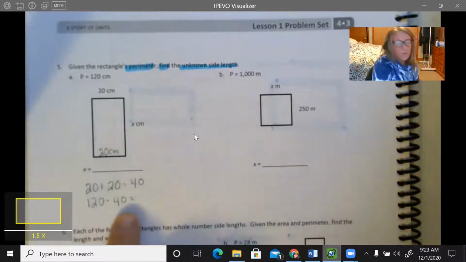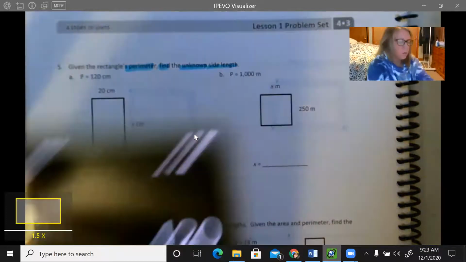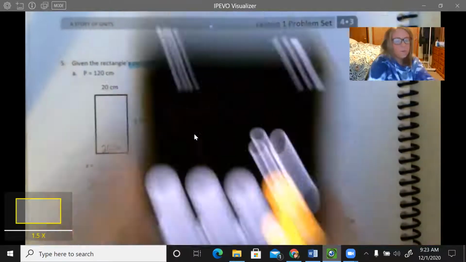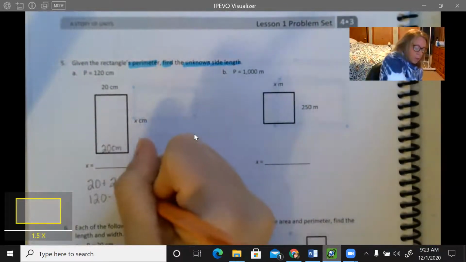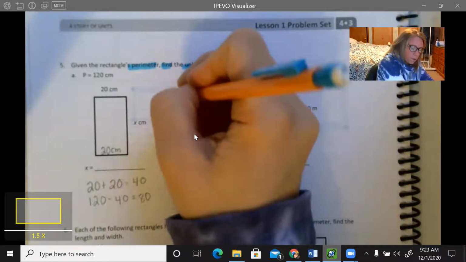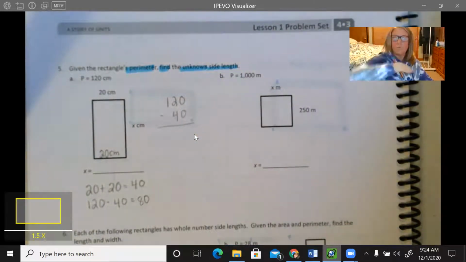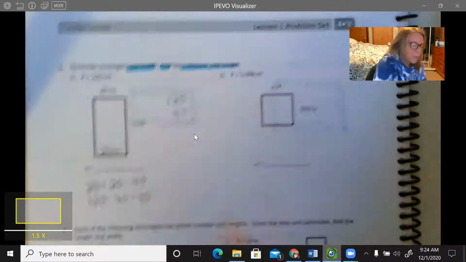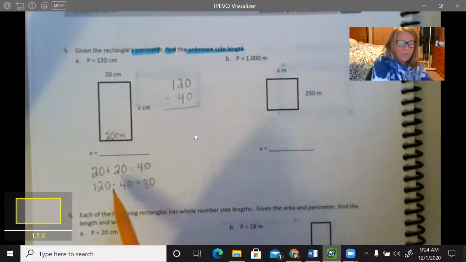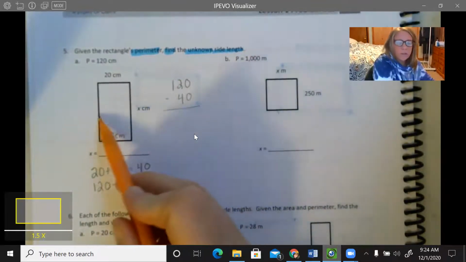But remember, if you cannot do this mentally, you can type it in your calculator. I'll double check my work. 120 minus 40 equals 80. Or remember, when you have big numbers like this, you have some space here. Line your place values up and write it going vertically, because you see you will need to do some trading. Okay, so I know that this gives me 80 centimeters left to be divided between these two sides.